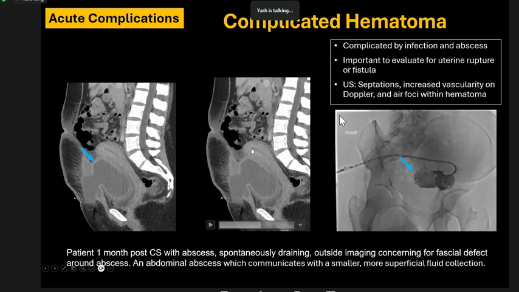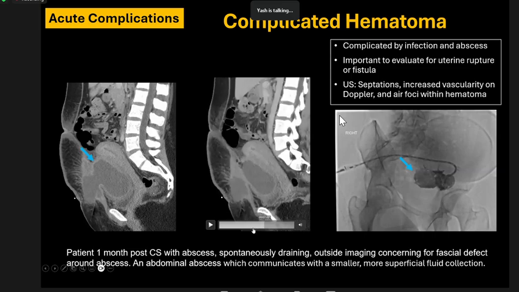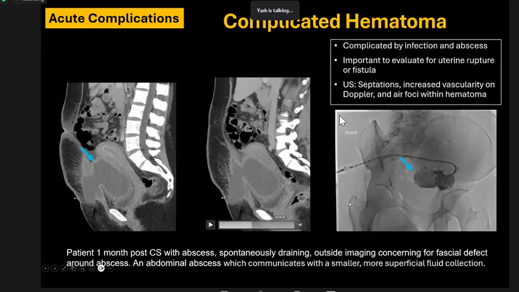So one more time, uterus, bladder, collection between the uterus and bladder, and that's communicating with the anterior abdominal wall. And because this was an abscess and needs to be drained, it was drained under IR guidance.